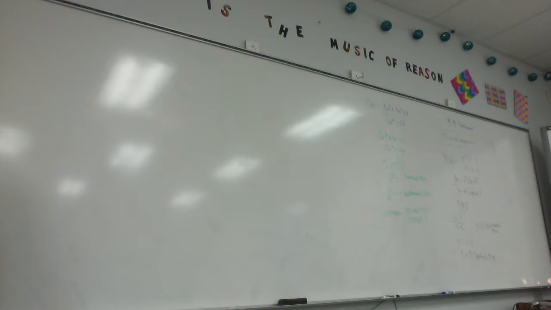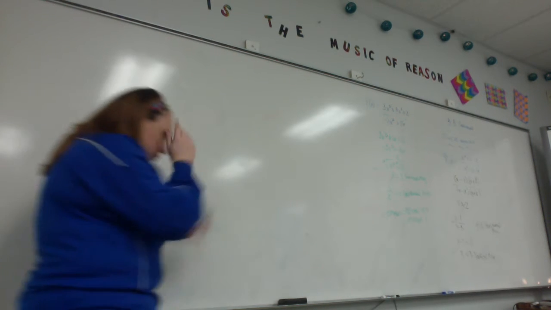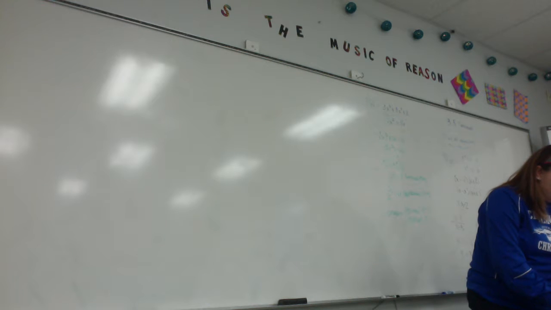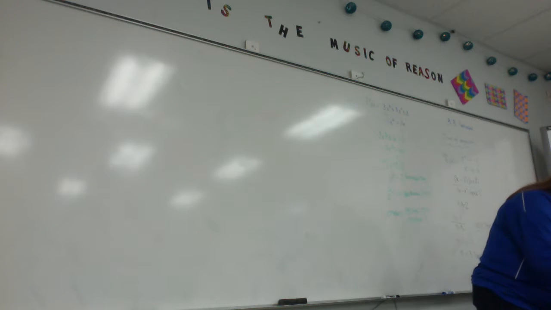Your vertical asymptote will always tell you what your domain cannot be. Okay. Correct. Because it's not going to cross there. So it will always tell you what it cannot be.